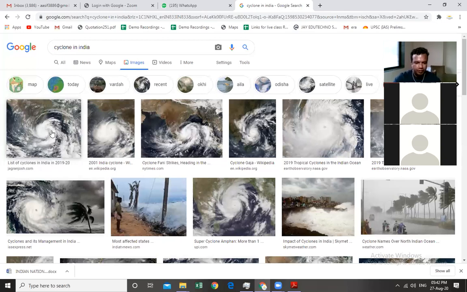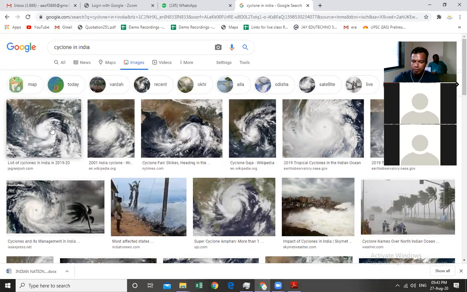So whenever such a situation is created in the ocean or maybe on the landmass, that leads to the circulation of the wind, and that circulation of the wind movement leads to the formation of cyclones, right? So in a cyclone, you need to remember that the wind circulation is in a circular path because of the difference in pressure, right? High pressure at the surrounding region and low pressure at the center.